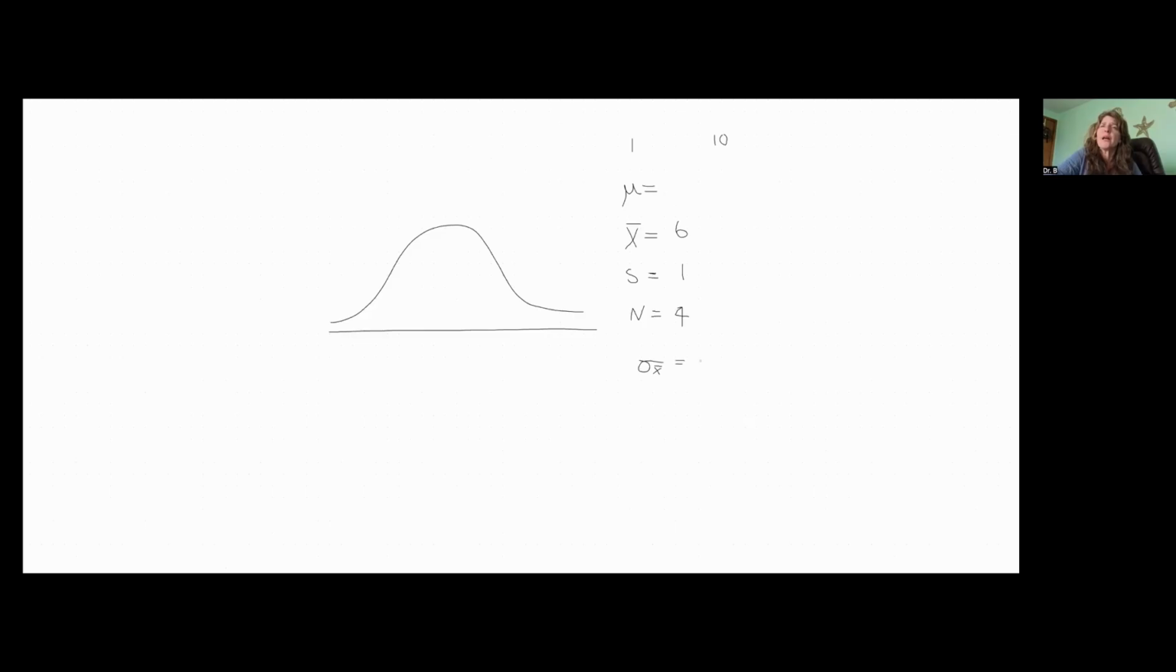But in order to do that, I need this guy right here, this population standard deviation that I just butchered, and then divided by the square root of n. Well, I have the square root, I have n, but I don't have this. So what can I do?